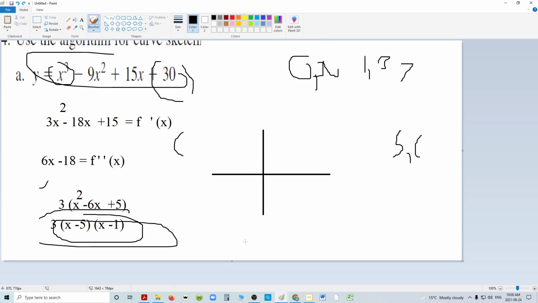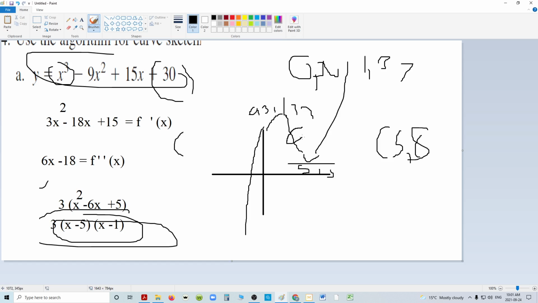So that means I know I'm coming from way down here, going through the x-intercept relatively close to the y-axis, going through the y-axis at 0, 30, hitting a max point here at 1 comma 37, coming down to what I know now is 5 comma 5 as a min point, so it doesn't cross the x-axis again, and going up. I can also find the inflection point by making the second derivative equal to 0, and I discover that when x is equal to 3, that's the inflection point.